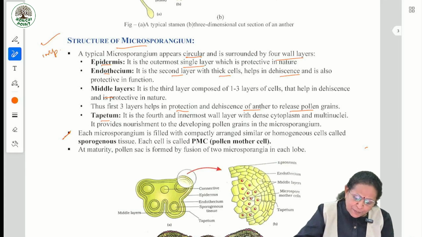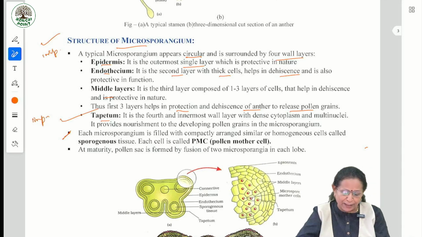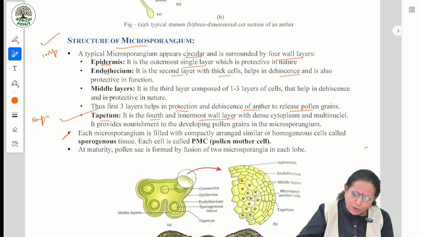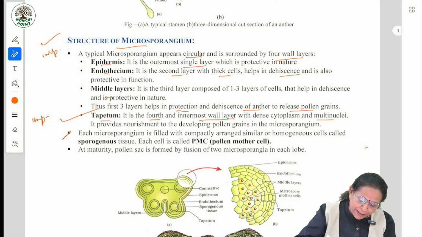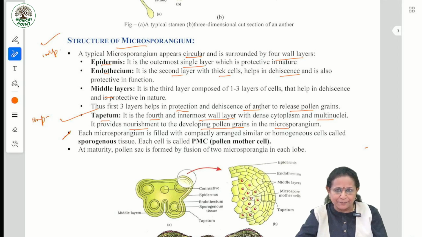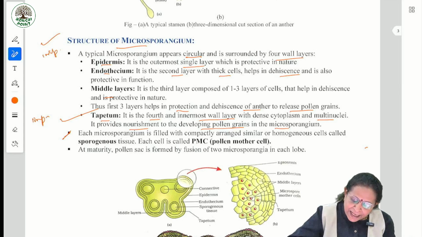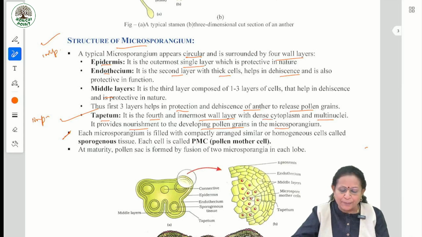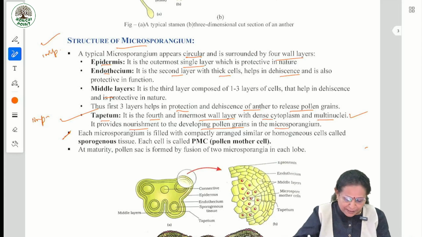It provides nourishment, whereas this is the most important one, favorite question for paper setters, tapetum, the 4th layer. It is the 4th and the innermost wall layer which has dense cytoplasm and multinuclei. It provides nourishment to the developing pollen grains in the microsporangia. I'll repeat once more, tapetum. It is the innermost layer, 4th layer, and each cell has dense cytoplasm and multinuclei. So, the cells of the tapetum are multinucleated in condition.